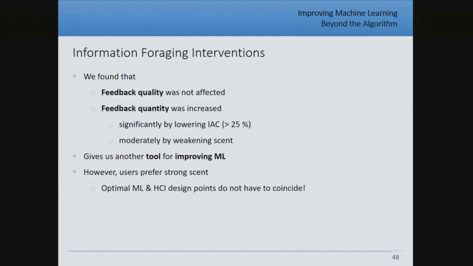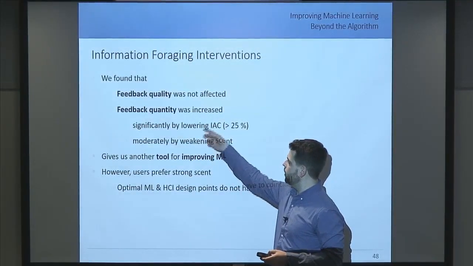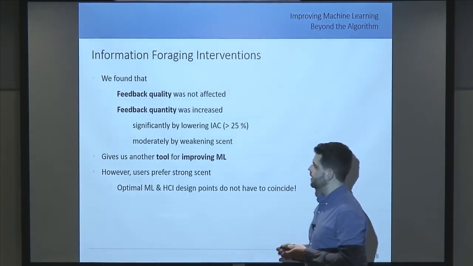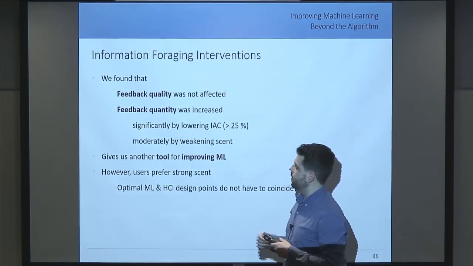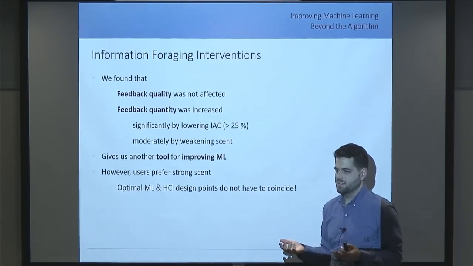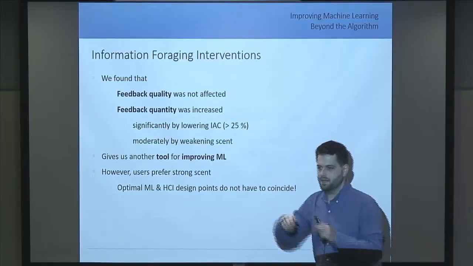So what we found by exploring these interventions is that feedback quality, as we measured it in the paper, was not affected, but feedback quantity is something we were able to shape. We increased it significantly by lowering the information access cost. Hovering really made people more likely to provide feedback, and we were able to increase it moderately by weakening scent, by showing them less information, so they had to click. This is also what you would expect. But this is another knob that allows you to tweak the feedback that you get.